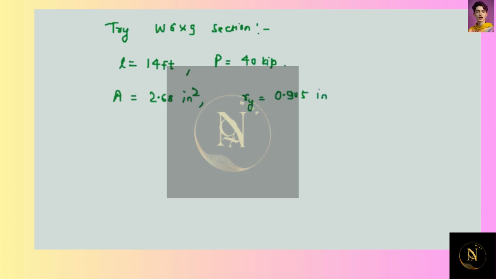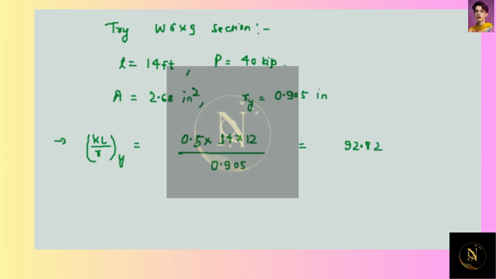Now let's calculate the slenderness ratio. So the slenderness ratio will be KL divided by r about y axis. This will be equal to, the value of K is 0.5 since both ends are fixed, multiplied by the length, which is given as 14 feet, so it is 14 multiplied by 12 inches, divided by the radius of gyration, that is 0.905. So it will give us a value of 92.82. So this is the slenderness ratio.